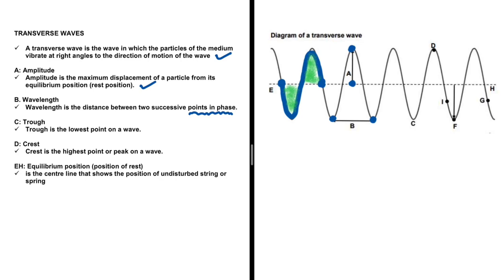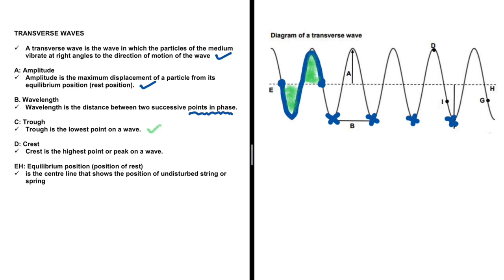Let's move to trough. So trough is the lowest point on a wave. That's as easy as that. The trough is the lowest point on a wave. So for instance, this point right here, that is the lowest point, right? As our wave goes down, that is the lowest point. So that is a trough. This is another trough, and there we go. Those are our lowest points. We call them troughs. Easy to see.